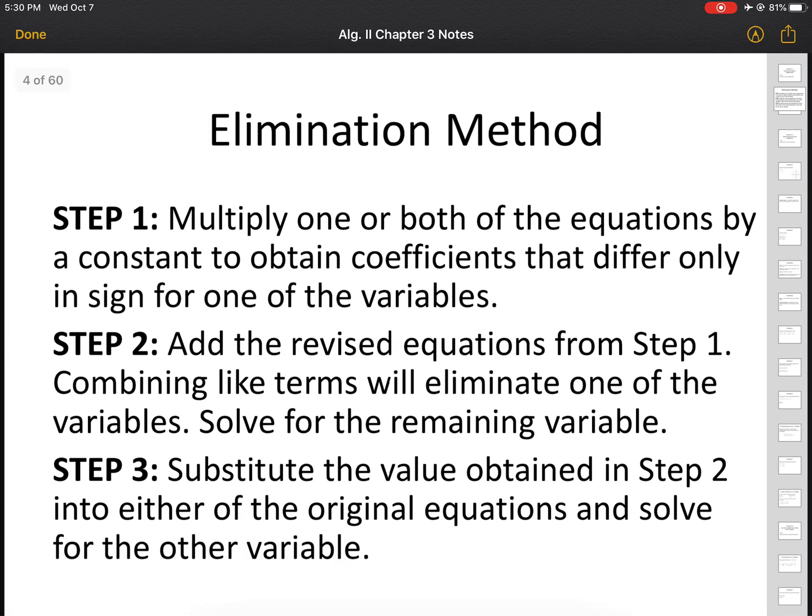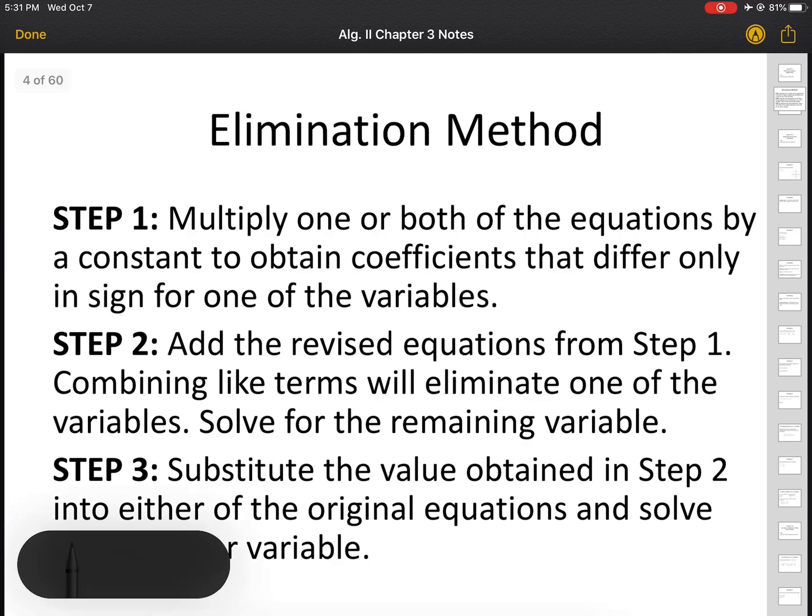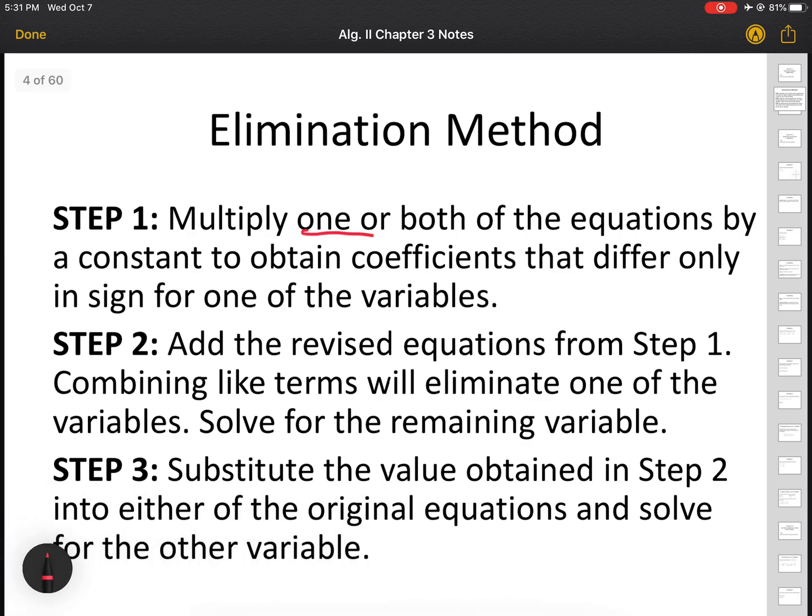But there's another method too that I could use to solve a linear system of equations algebraically. The first step with the elimination method is multiplying one or both. One or both are very key words here. I can multiply one or both of the equations by a constant to obtain coefficients that differ only in sign for one of the variables.